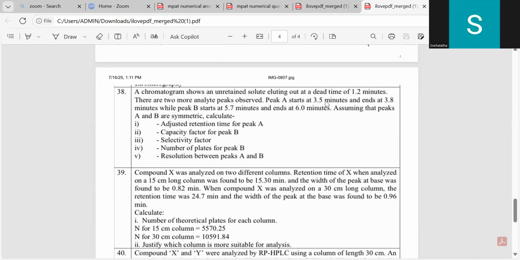Peak A starts at 3.5 minutes and ends at 3.8 minutes, while peak B starts at 5.7 minutes and ends at 6 minutes. Assuming that peaks A and B are symmetric, calculate adjusted retention time for peak A, capacity factor for peak B, selectivity factor, number of theoretical plates for peak B, resolution between peaks A and B. So let us solve the problem.